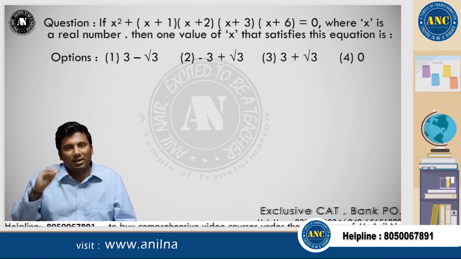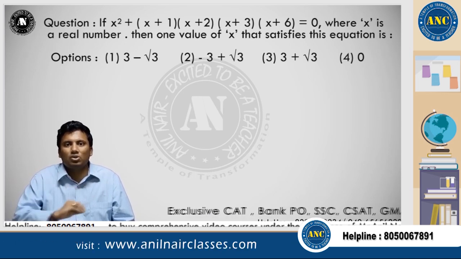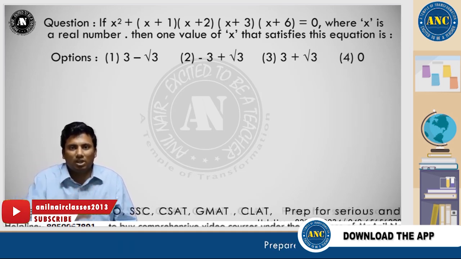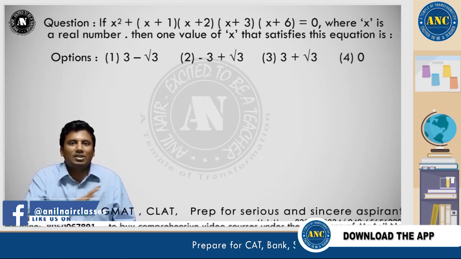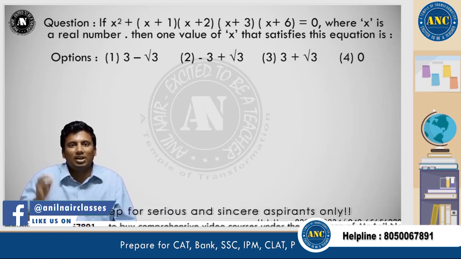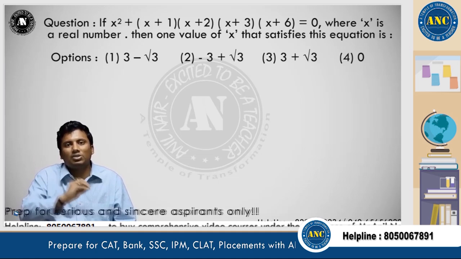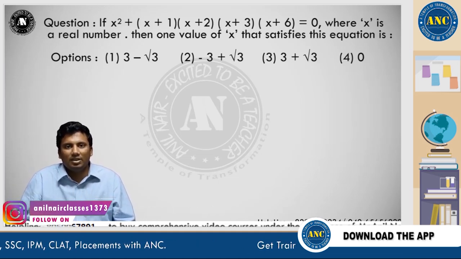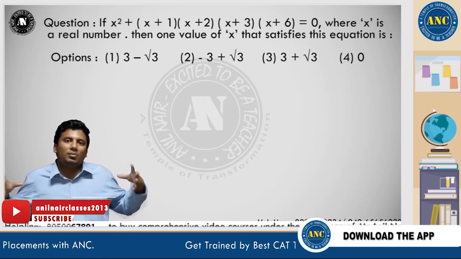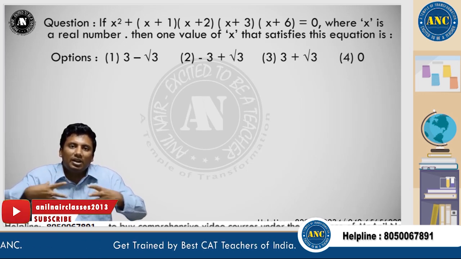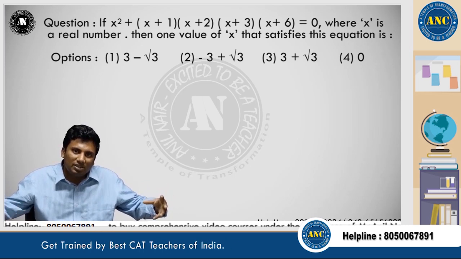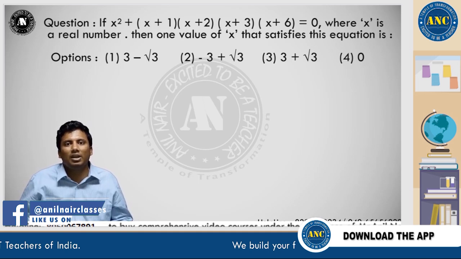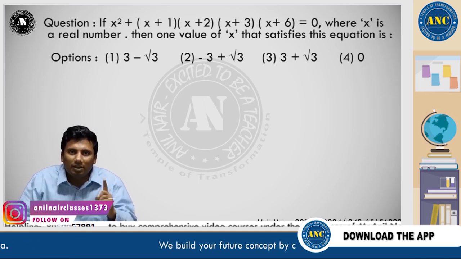X square plus x plus 1 into x plus 2 into x plus 3 into x plus 6 equivalent to 0. The answer options for this question are given as 3 plus root 3, 3 minus root 3, minus 3 plus root 3 and 0. The students who are extremely good in mathematics will open up that x plus 1 into x plus 2 into x plus 3 into x plus 6 equivalent to 0, and solve it by using a polynomial equation method. Stop for 1 minute.